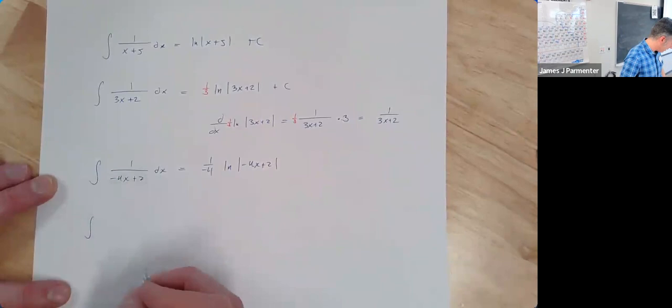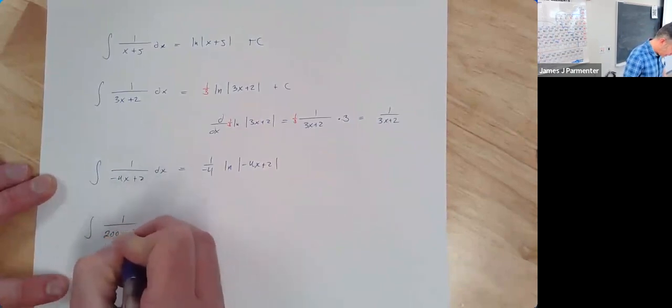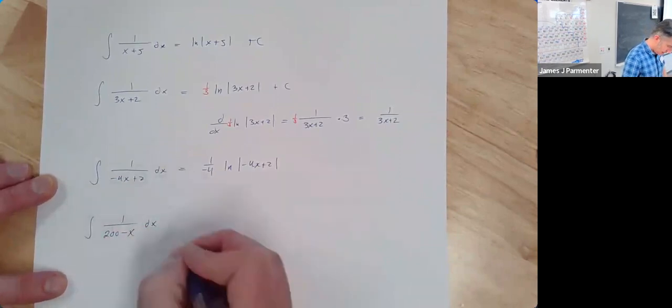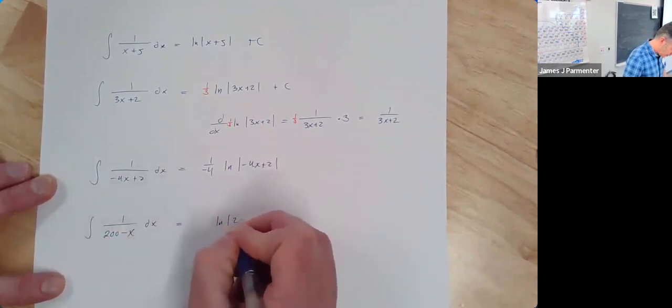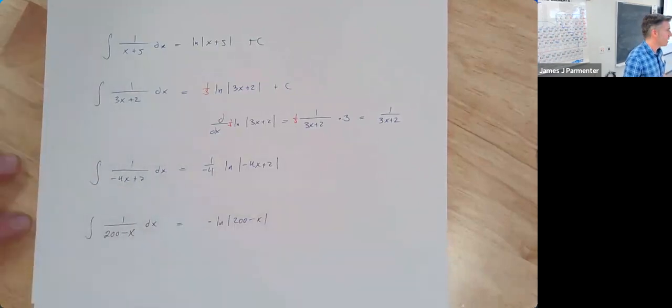Or back to the original question, if I was doing the integral of 1 over 200 minus P, it's going to be the natural log of the absolute value of 200 minus P, and then divided by negative 1. But dividing by negative 1 happens to be the same as multiplying by negative 1, so we just put it as a multiplication instead of division. So that's the whole story as to why we're doing that.